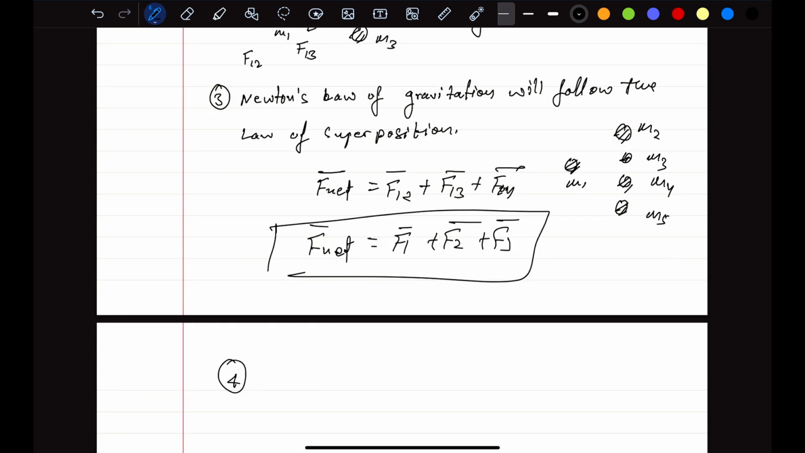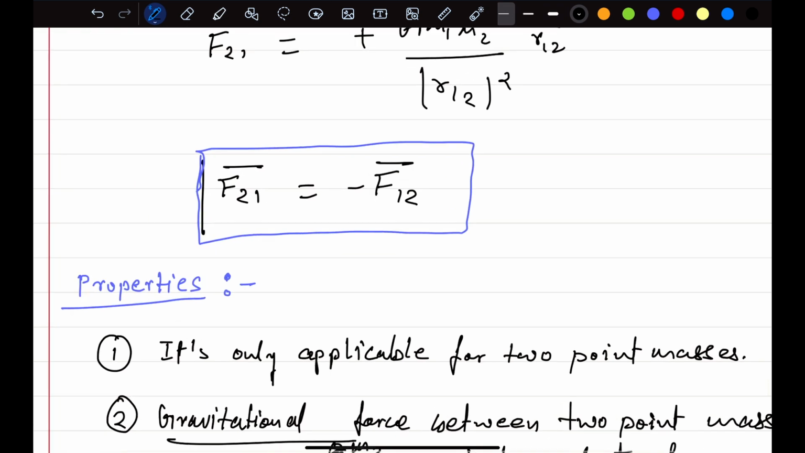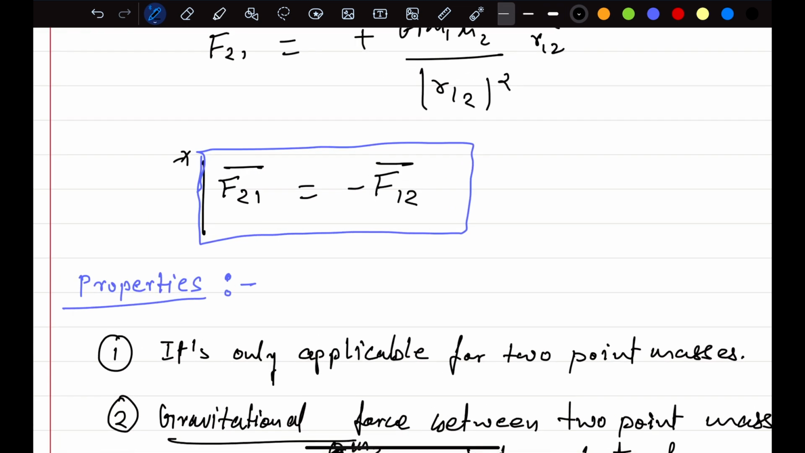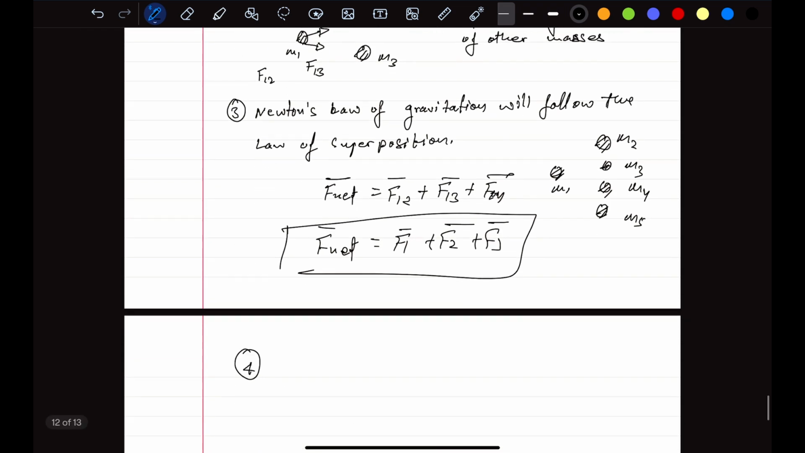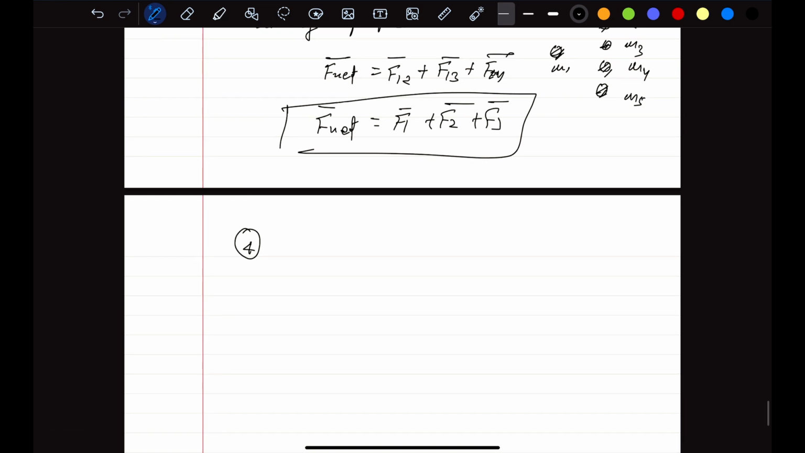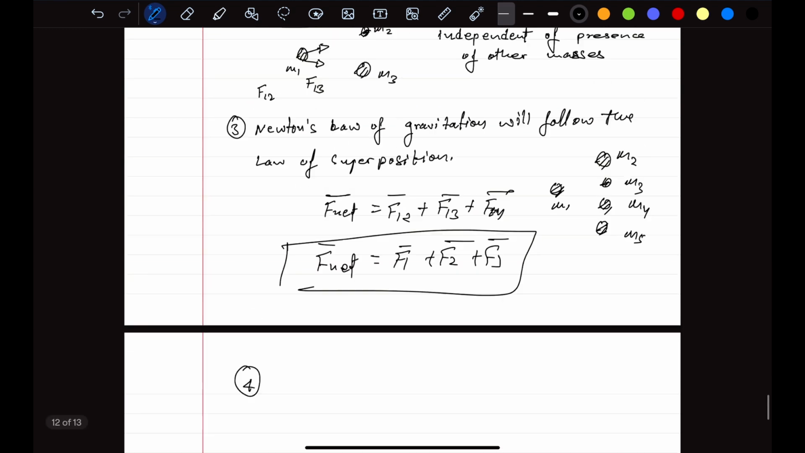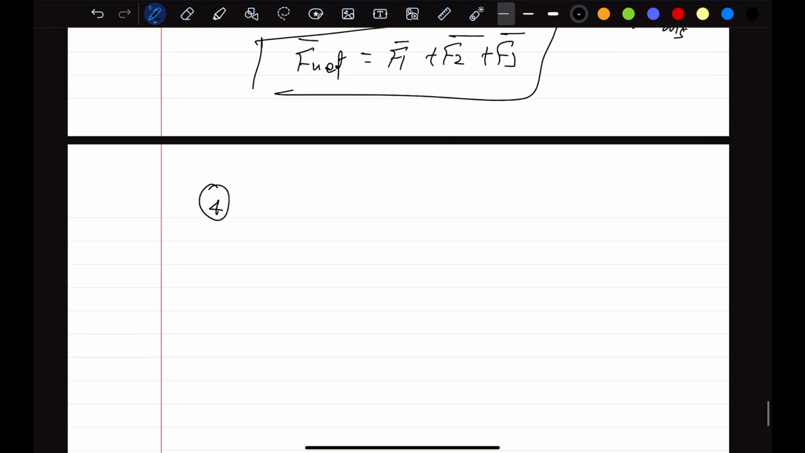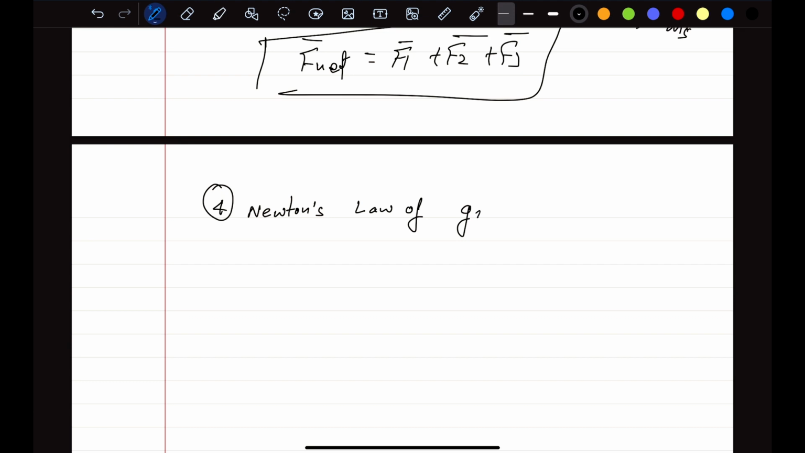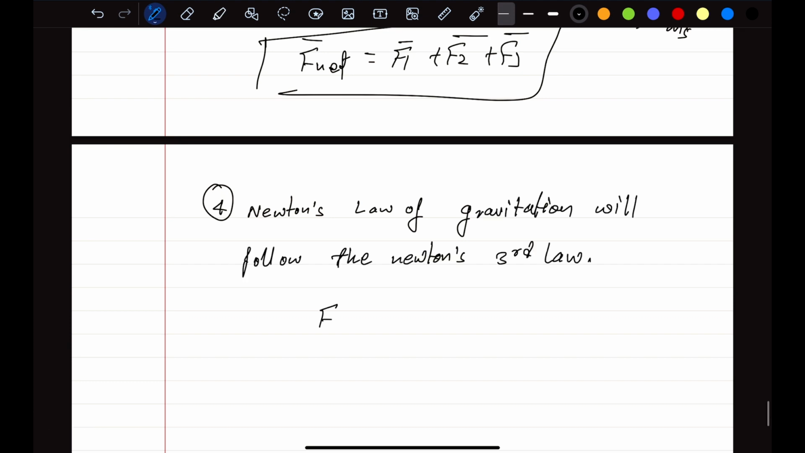You see, we derived this result. What does this result say? This result says that Newton's law of gravitation will follow Newton's third law. What was Newton's third law? Every action has an equal and opposite reaction. So there will be an action-reaction pair, and here we can see that this is an action-reaction pair. So from here I can say that Newton's law of gravitation will follow Newton's third law. So F12 vector is equal to negative of F21 vector.